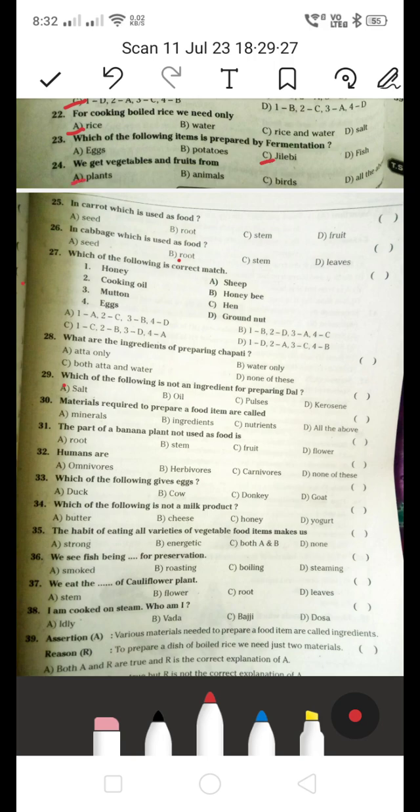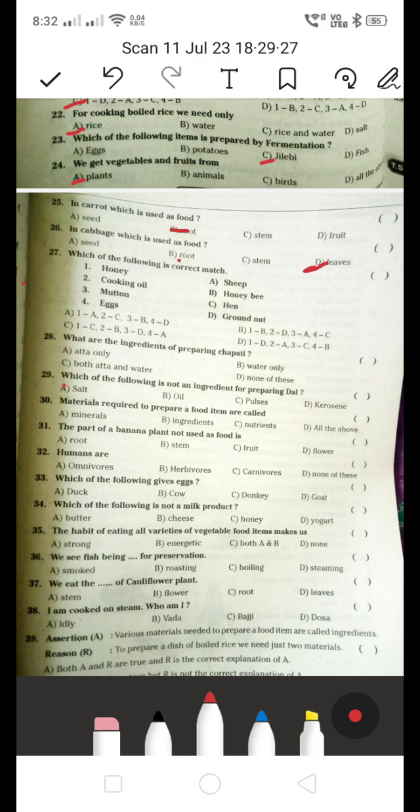Next, in carrot, which part is used as food: seed, root, stem, or fruit? Which is the right answer? We use the root. This is B, the right answer. In cabbage, which part is used as food: seed, root, stem, or leaves? Its answer is D, leaves anedi use chestam cabbage.